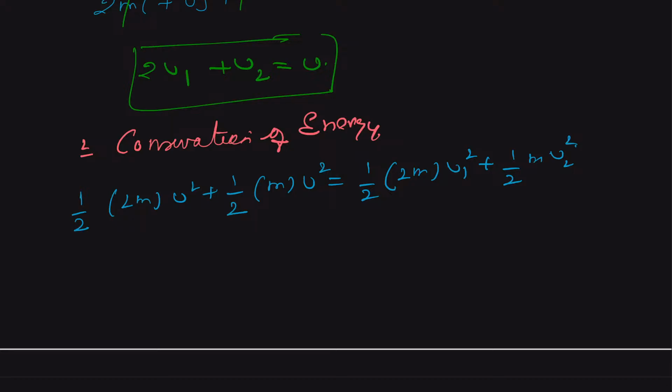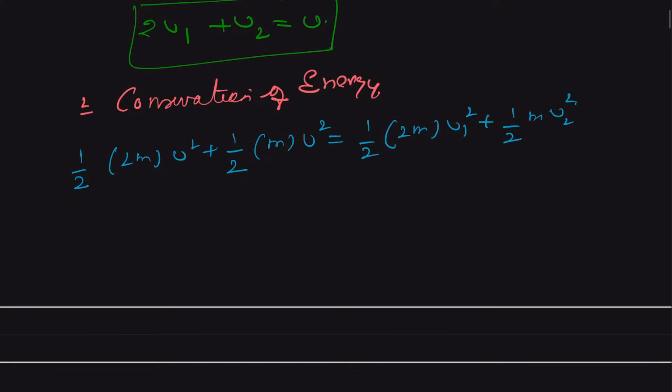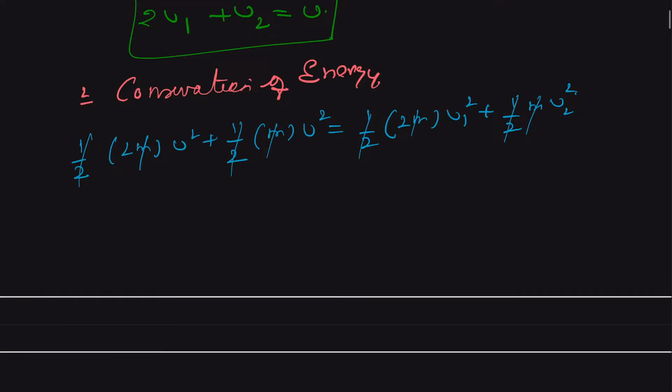So we can solve it, and we can cancel out this m throughout, and we can also cancel this half throughout. So we get 3v square is equal to twice v1 square plus v2 square. Okay, and this is our second equation.